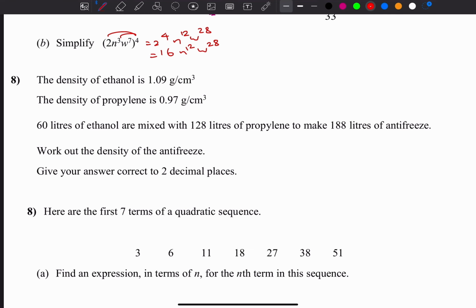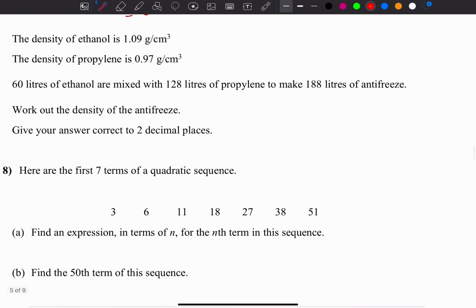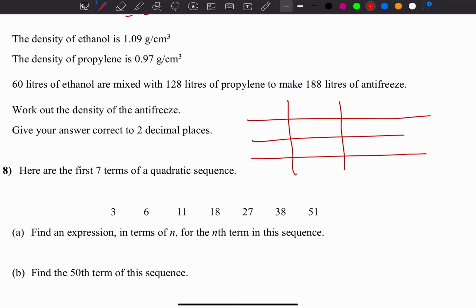The next one. If you look at it, we got mass, volume, density of what? So we got ethanol, we got propylene. Ethanol is mixed with propylene to make antifreeze. So one more, which is antifreeze.